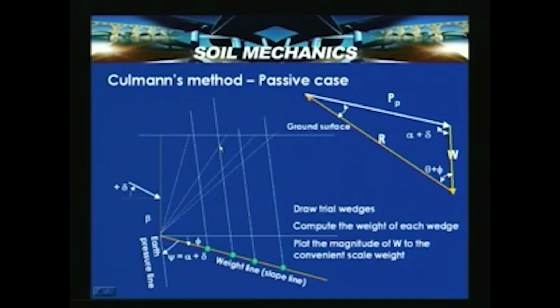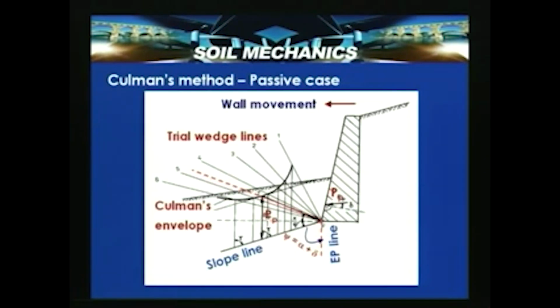When we look into this, all these points can be joined, and then this envelope, this pink one, represents the Culmann's envelope. A line drawn parallel to the slope line, passing through this point, will give the minimum force exerted on the wall, that is PP, which can be termed here as the passive earth pressure thrust.